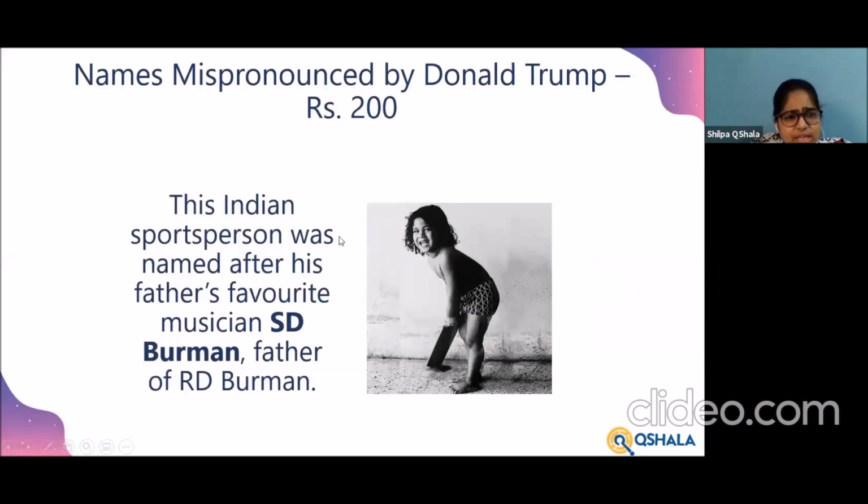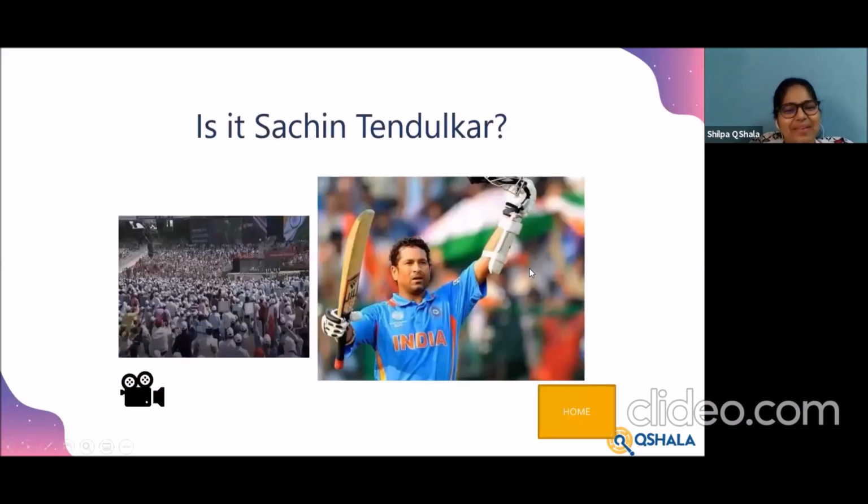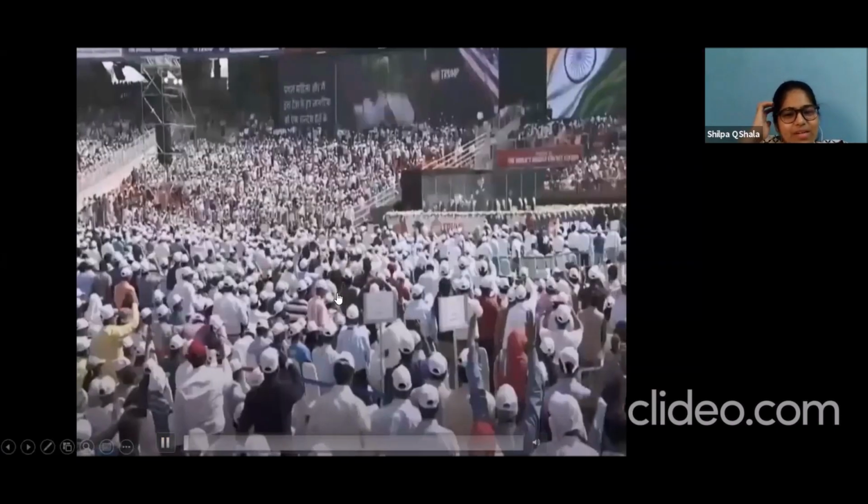So this is your statement. Name this Indian sports person. He was named after his father's favorite musician, S.D. Burman, father of R.D. Burman. So, are you talking about Sachin Tendulkar? Very nice. Yes, that's who I'm talking about. Let's see a small video about what this was.